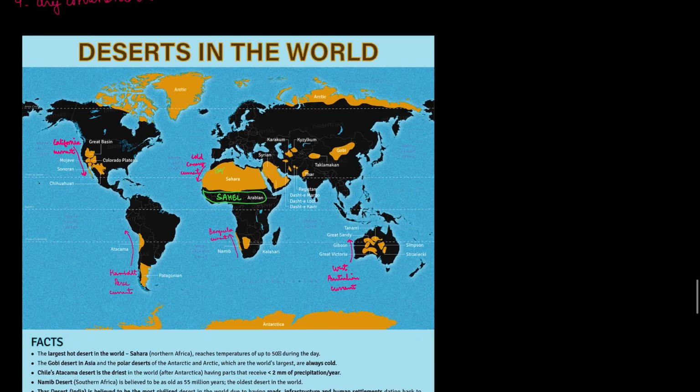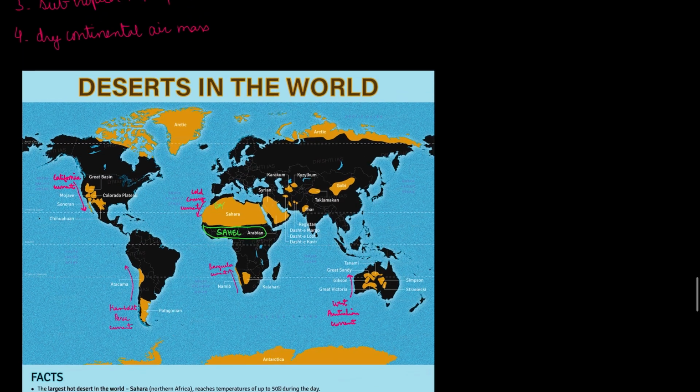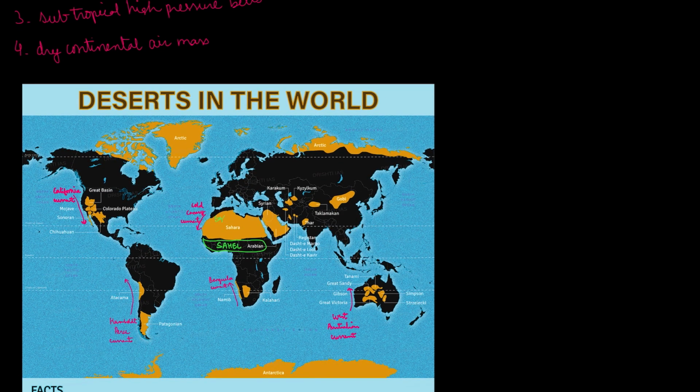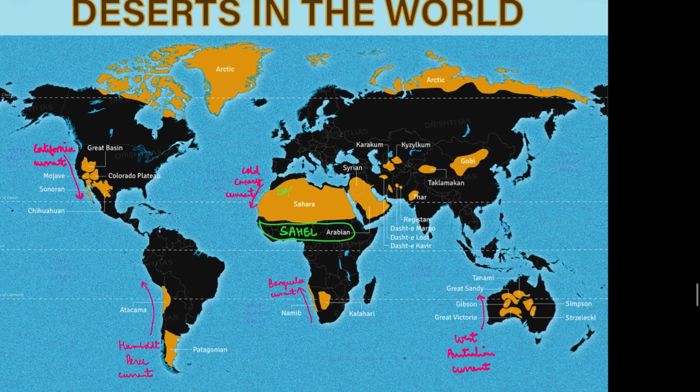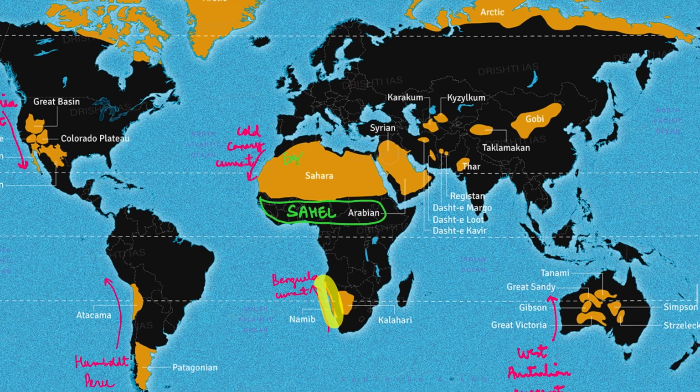So this is the representation of the deserts in the world. Moving to the first one, the Sahara Desert. Over here we have the cold Canary current. And we have the Namib Desert. This is because of the Benguela current, which is also cold. Then the Kalahari Desert. This is the Sahel region. The Sahel region is semi-arid.